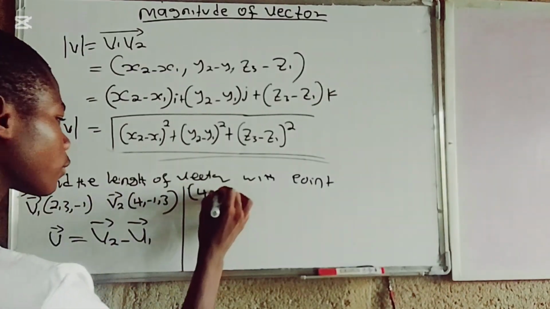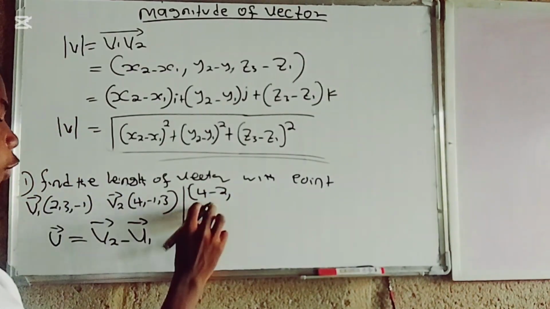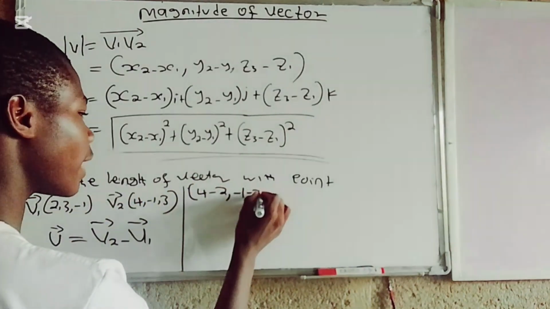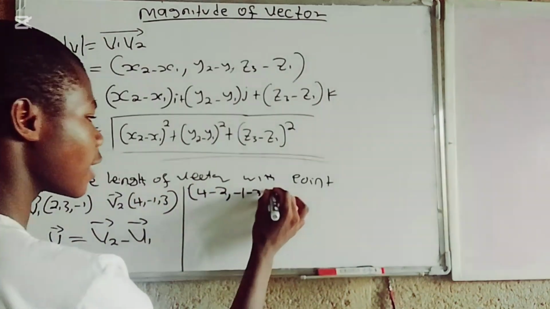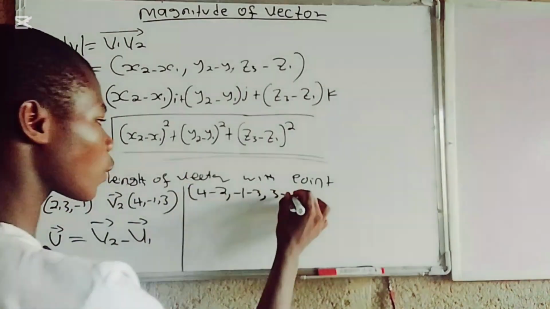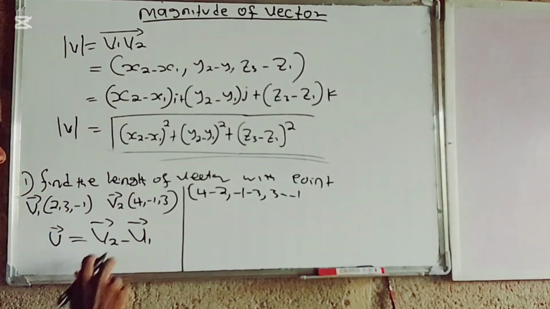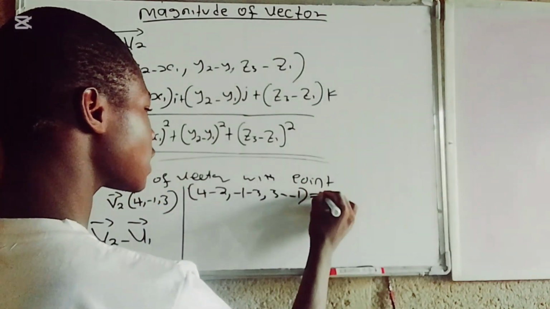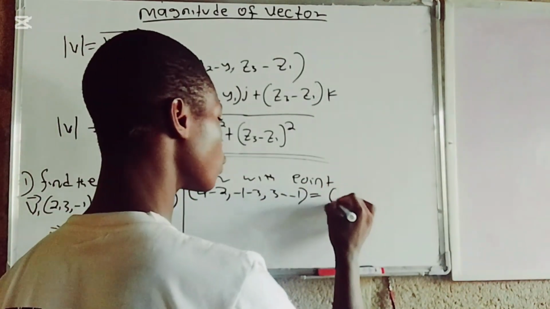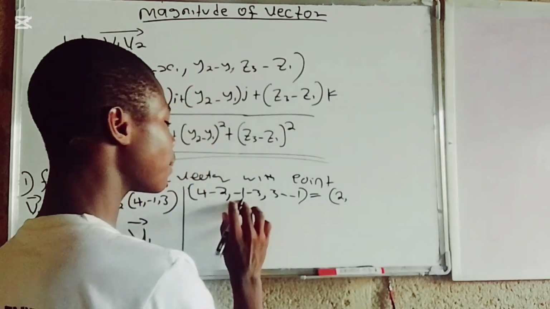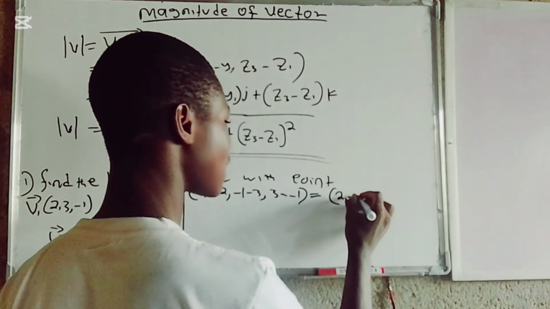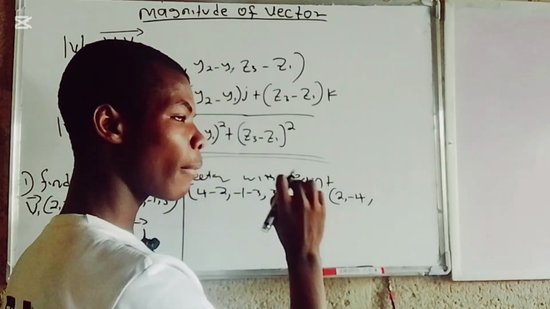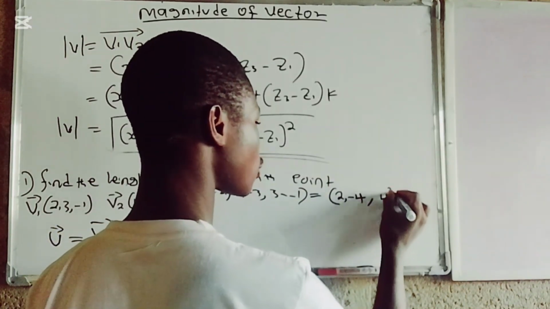4 minus 2, comma, this is for i. For j, I have to say minus 1 minus what? Minus 3, comma, and for k I have to say 3 minus what? Minus 1, because I have a negative sign here. So the k component of the vector, which is negative what? 1. So 4 minus 2 is the same thing as 2, and minus 1 minus 3 is the same thing as minus 4. And 3 minus minus 1 is the same thing as positive 4.